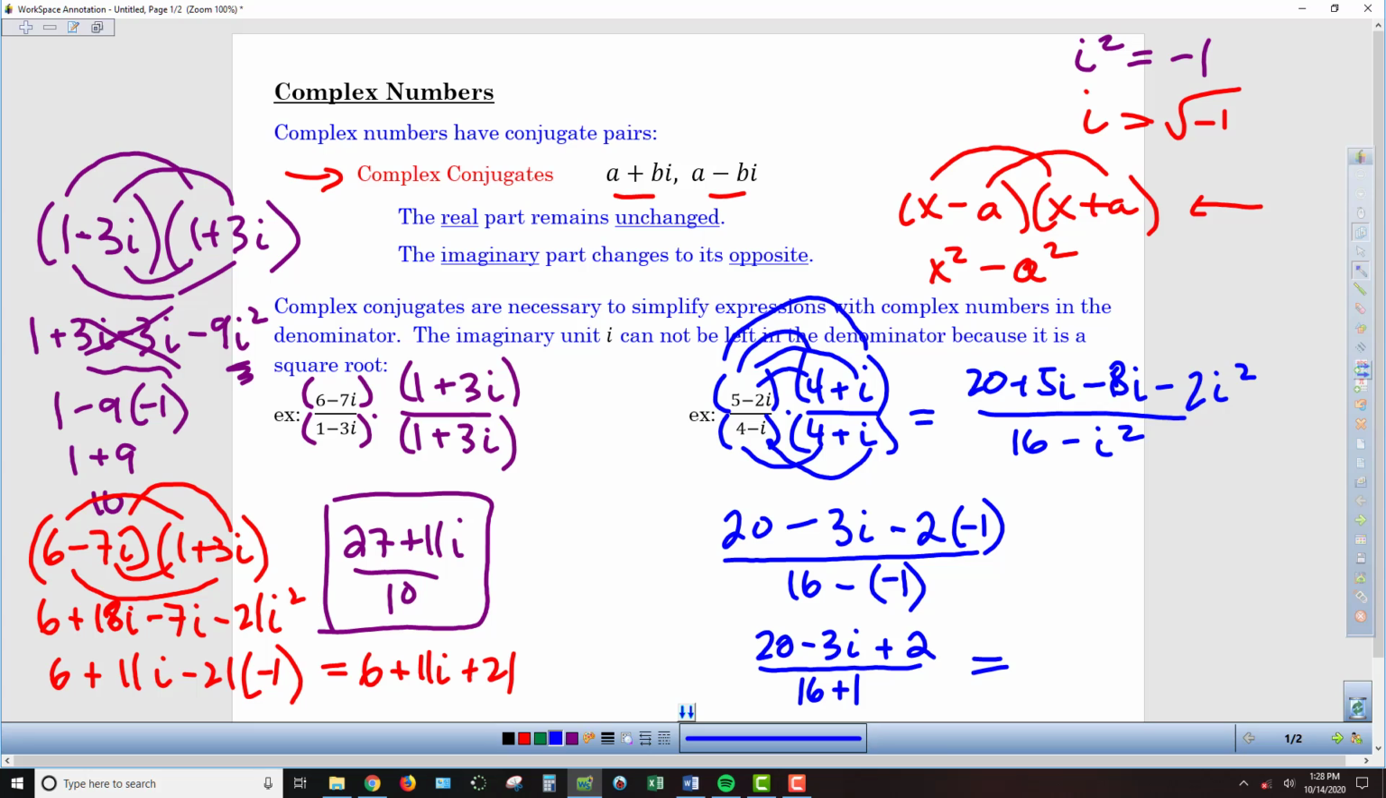And so then to close things out, we just gather our like terms in both the top and the bottom. 20 plus 2 gives me 22, minus 3i, and then all over 16 plus 1 is 17. So again, we haven't changed the value of our expression, we've just changed how it looks. We've dealt with the issue of having an i in the denominator, which is a rule breaker, by multiplying the top and bottom by that conjugate pair of the denominator to eliminate the i and get a real number in the bottom.